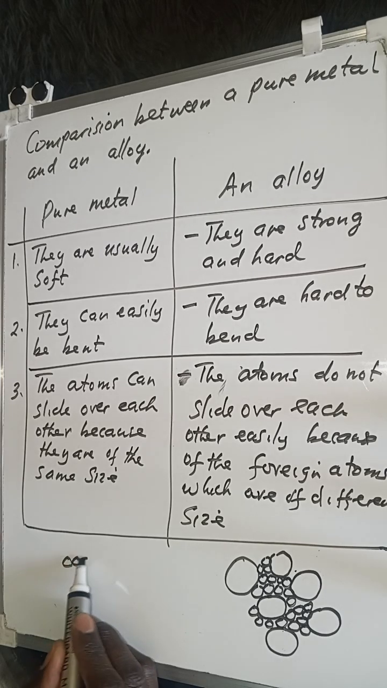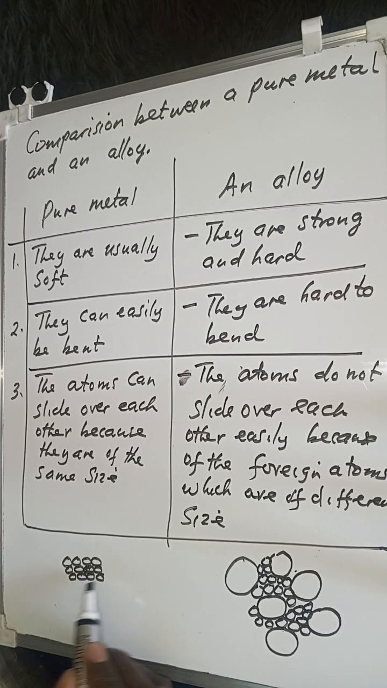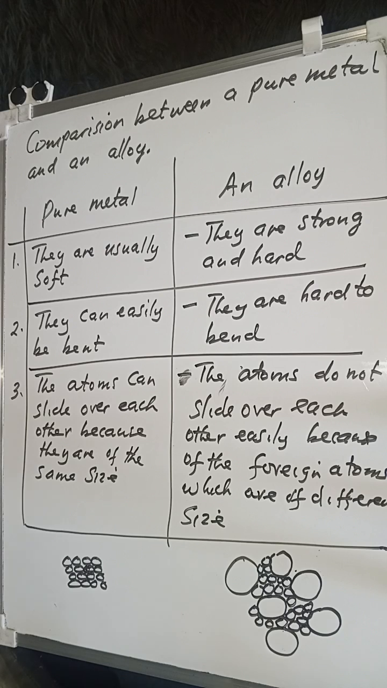But for a pure metal, remember a pure metal is simply going to have atoms of the same size. That is what you need to remember. That's the difference that is there.